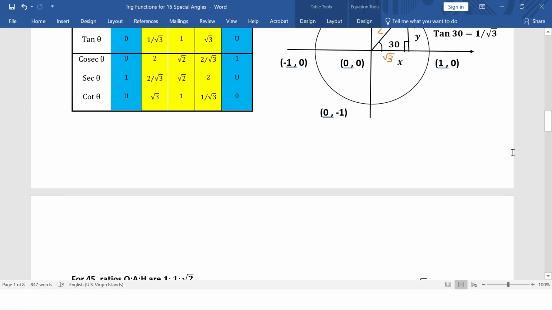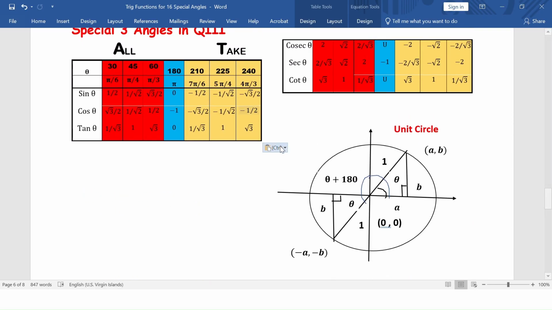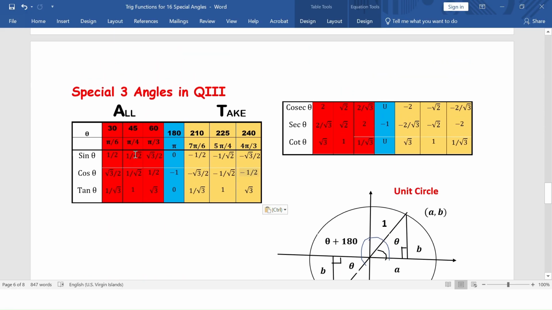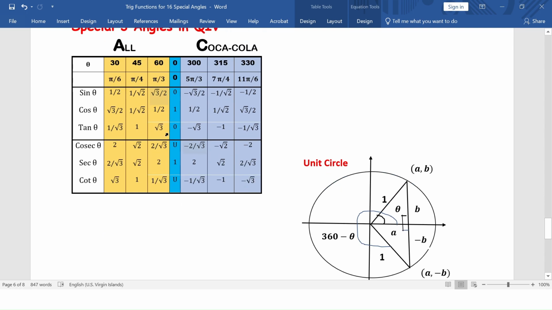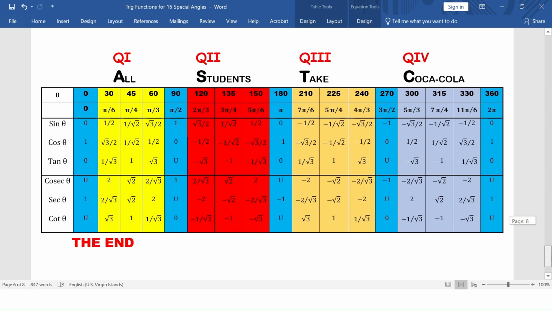Yeah, lastly let us go to the 4th quadrant. This was the 3rd quadrant, take. Now the 4th quadrant is Coca-Cola. All students take. So all of them I'm linking with the 0, with the 1st quadrant. Why? Because it's easy to understand. So what am I saying here? What I was saying here is that you don't need to memorize the whole table.